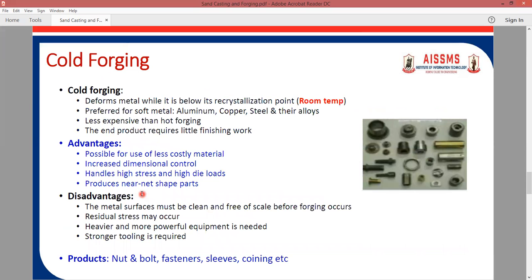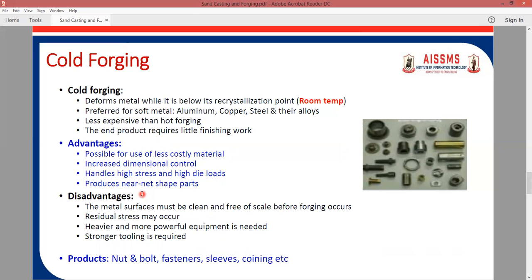Next one is cold forging, the process which is carried out at a temperature lower than the recrystallization temperature. Then the advantages of cold forging: it handles high stresses and high die loads. Then it has high dimensional control. Then it will produce a near net shape part. So these are the important advantages of the cold forging process.